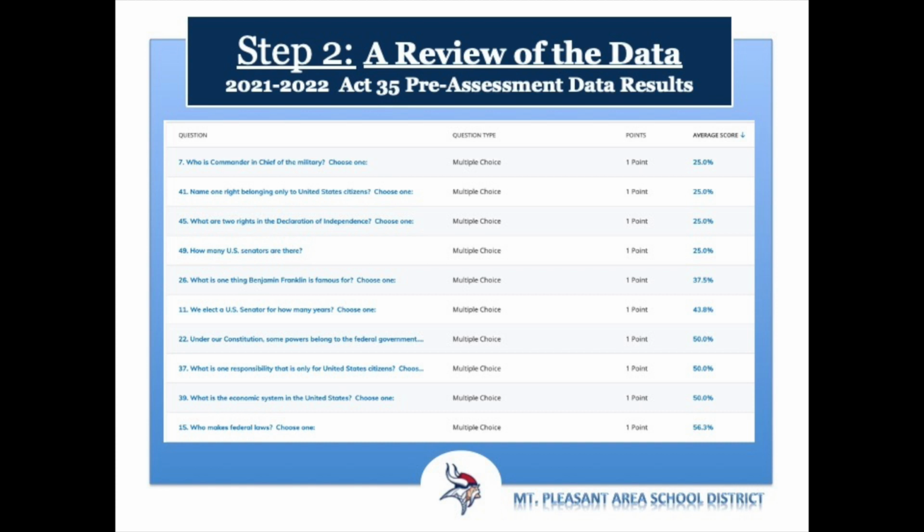Here you can see the most widely missed question by 75% of the student body was, who is the commander in chief of the military? When we jump to the post assessment, you can see that almost 76% of the learners fully understand the president's role. There were some questions, though, that students just did not pick up on, especially the role of Benjamin Franklin.